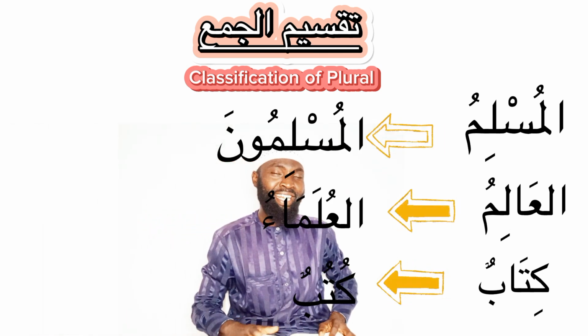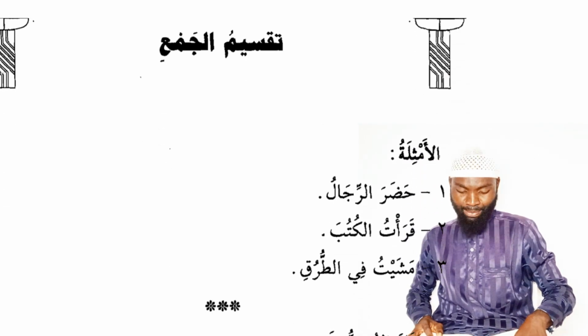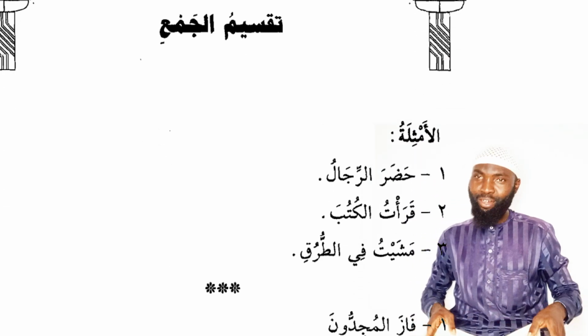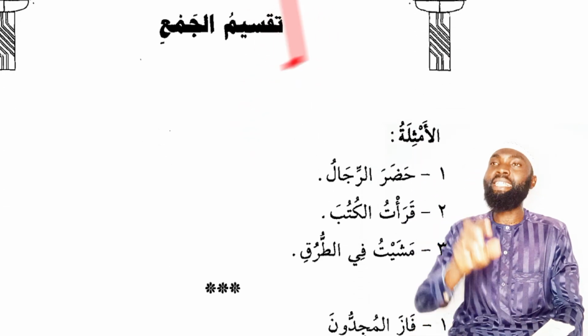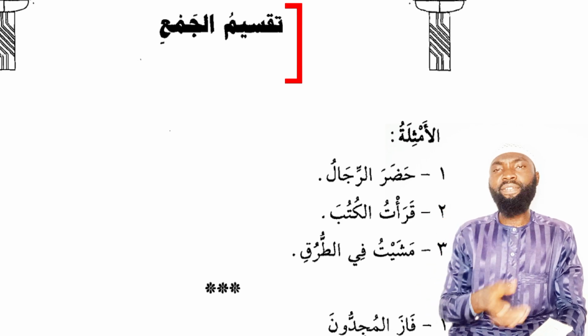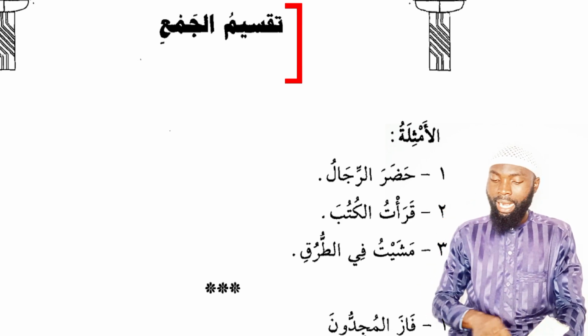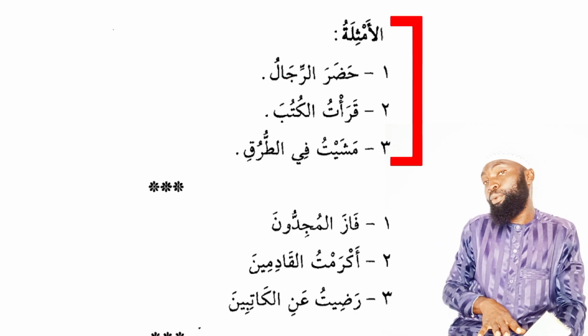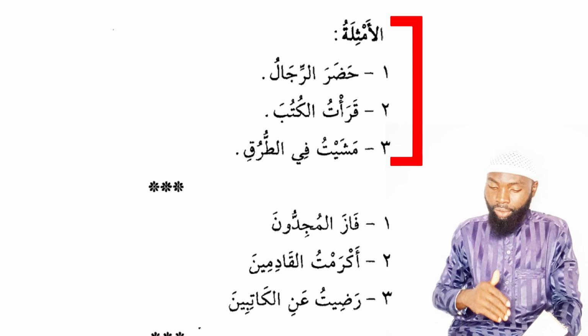Let's come back to our book An-Nahwu al-Wadi, and this topic will be explained to us in the best of way, inshallah. Let's see. Taqsimul jam'i, the classification of the plural. Al-amthila, here we have examples. With these examples we set the pace, then we move on.